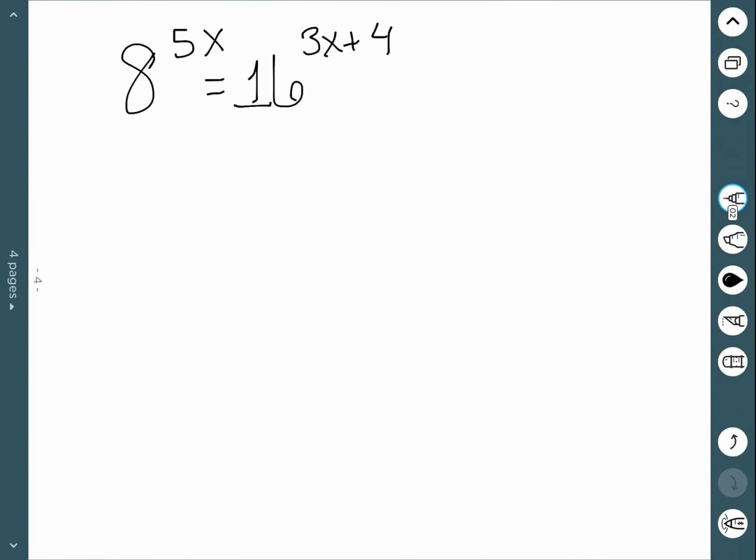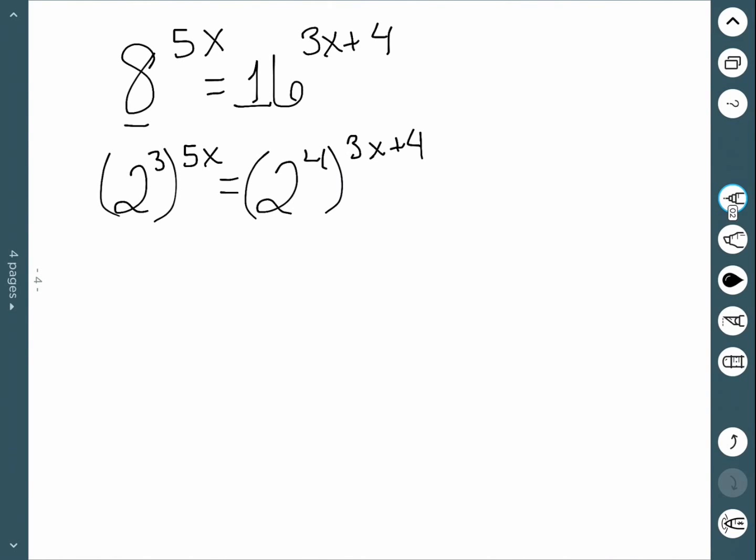Here, 8 to the 5x equal to 16 to the 3x plus 4. Well, the bases are not the same, so we need to force them to be the same. I can't raise 8 to a nice power to get 16. 8 squared would be 64, and I also can't raise 16 to a nice power to get 8. So instead, we're going to have to find a common base for both of them. So we know that 8 is 2 cubed, so I have 2 cubed to the 5x power, and 16 is 2 to the 4th, so on the right, 2 to the 4th to the 3x plus 4.